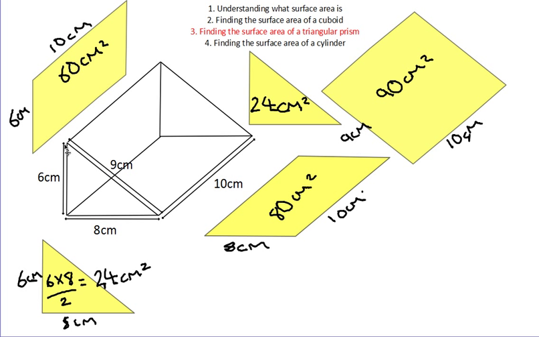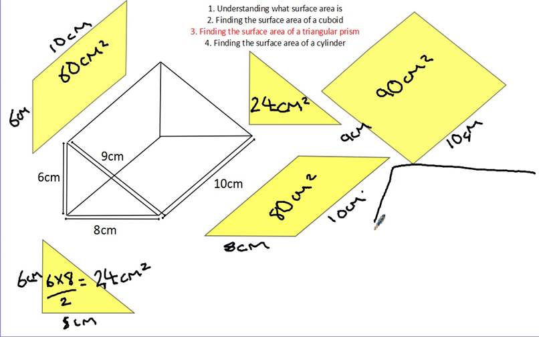In the exam, to make this question harder, what you might find is that they don't give you this length of 9 centimetres here. They may expect you to use Pythagoras' theorem to work out what this length is, to find the area of this sloping side. So make sure that you can use Pythagoras' theorem. There's a video available on the channel for you to see how to do that.